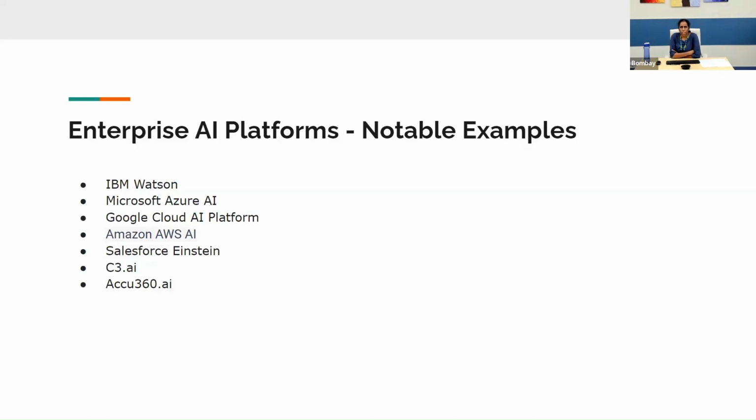Actually, I could not get a proper architecture diagram since there were copyright issues, so I just explained each layer. And here are some AI platforms: IBM Watson, Microsoft Azure AI, Google Cloud, Amazon AWS AI, Salesforce Einstein, C3 AI, Aq360.ai. All these are enterprise AI platforms.